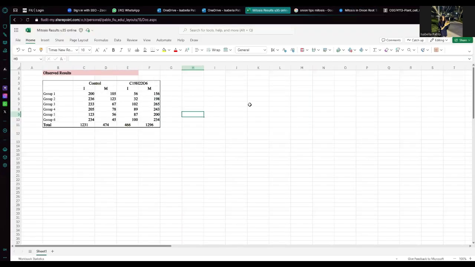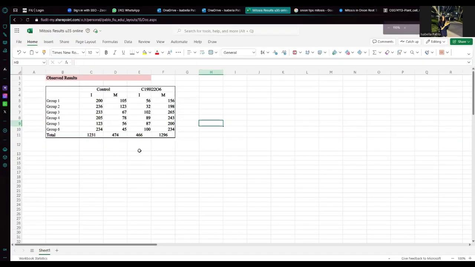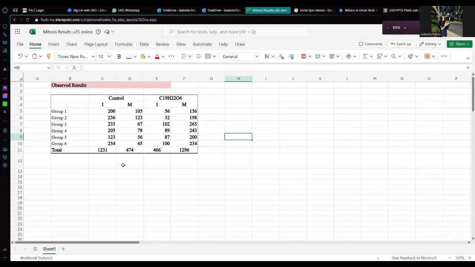Okay. So this is from a few semesters ago, if I'm not mistaken. And as you can see here are the counts that they did. Okay. So this is the control. This is again the onion roots that were grown in water. And as you can see, the number of cells in interphase are a lot higher than those in mitosis. And again, that makes sense because water shouldn't up your mitotic rate. So the majority of your cells should be in interphase.